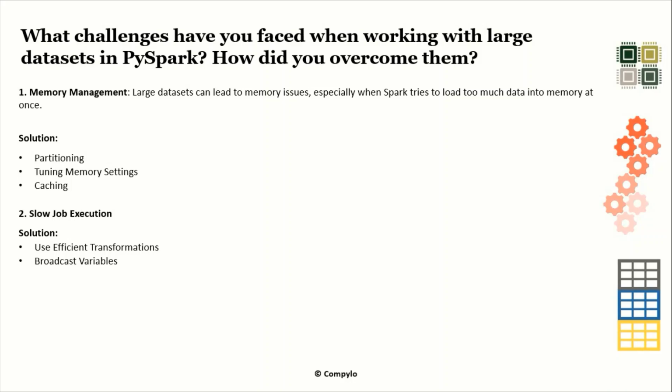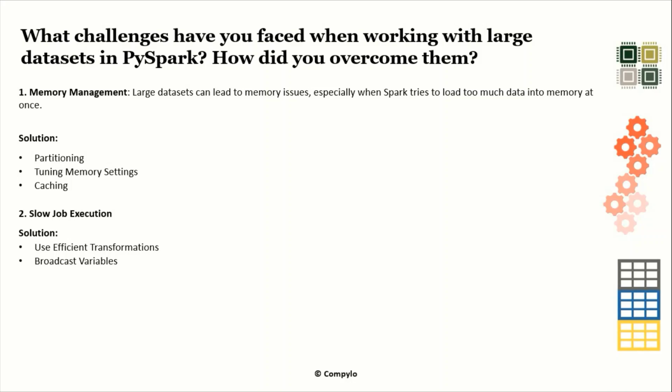Next point is tuning memory settings. We can adjust Spark configuration settings, example spark.executor.memory or spark.driver.memory based on the available resources. Next point is caching. Use the cache or persist methods strategically to store frequently accessed data in memory without recomputation.